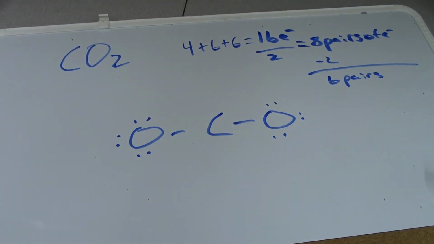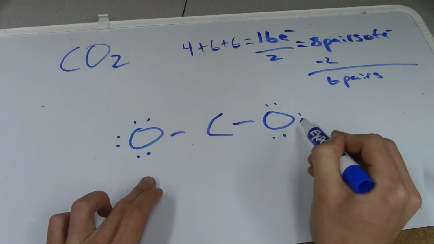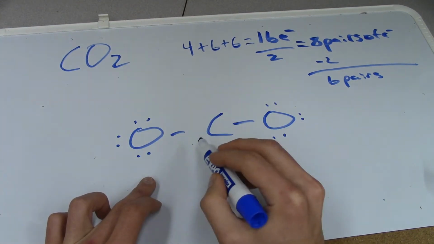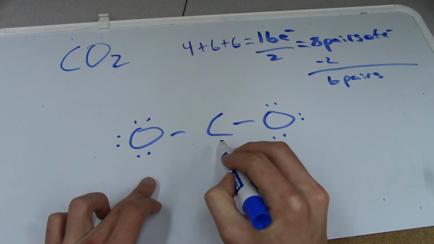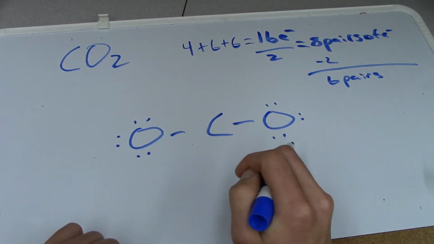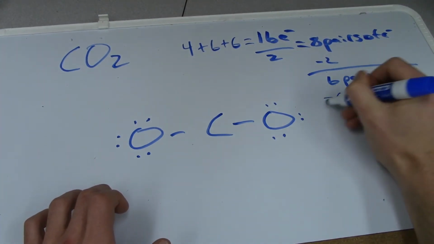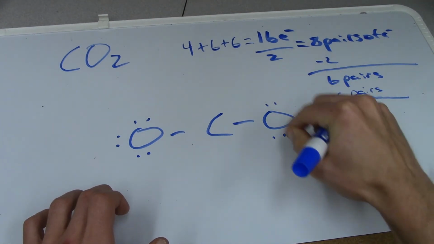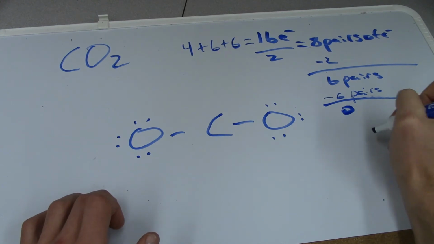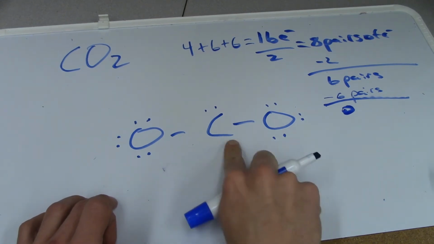I'm going to check my molecule for stability. This oxygen is stable, 8 electrons. This oxygen is stable, 8 electrons. And then I check my interior atom, carbon, for stability. This carbon has 4 electrons, currently not stable. I used, however, 6 pairs to make my oxygen atoms stable on the outside, so I don't have any more electrons to use up. So I can't add any more electrons because I don't have them in this molecule.